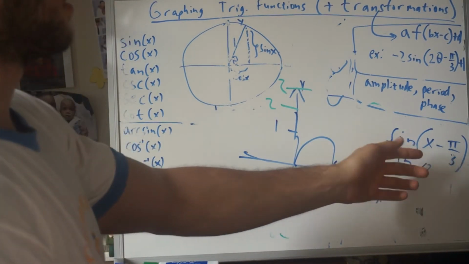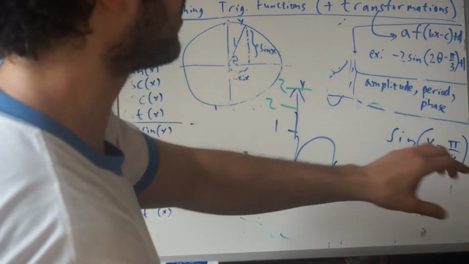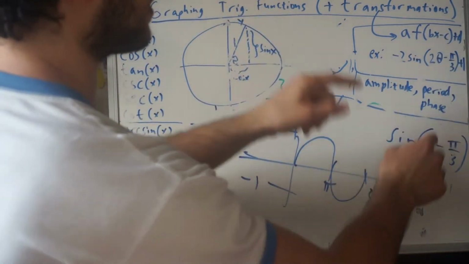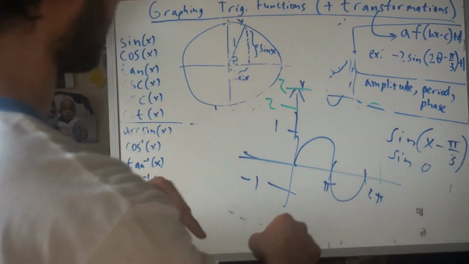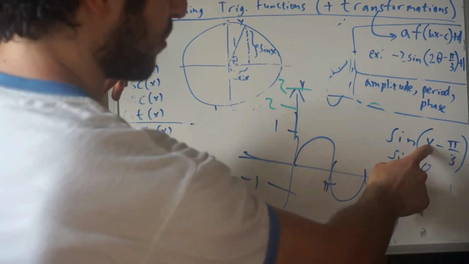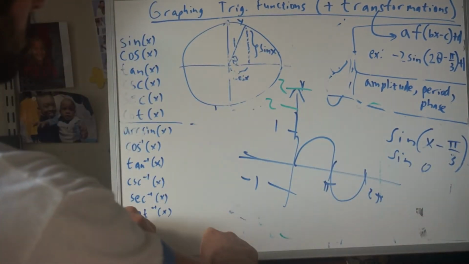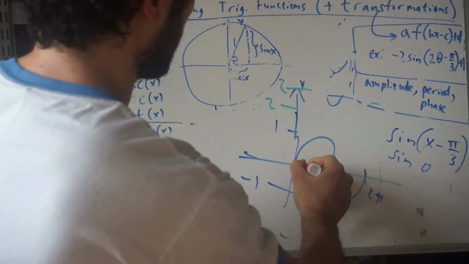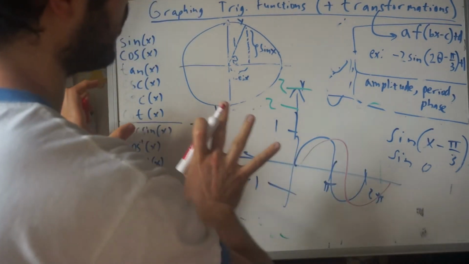So in other words, this isn't tacked on at the very end. This is saying you thought you plugged in an x, but psych, you actually plugged in x minus pi over 3. So to get to x, you have to go pi over 3 to the right. So this will look like that. It is moved to the right.